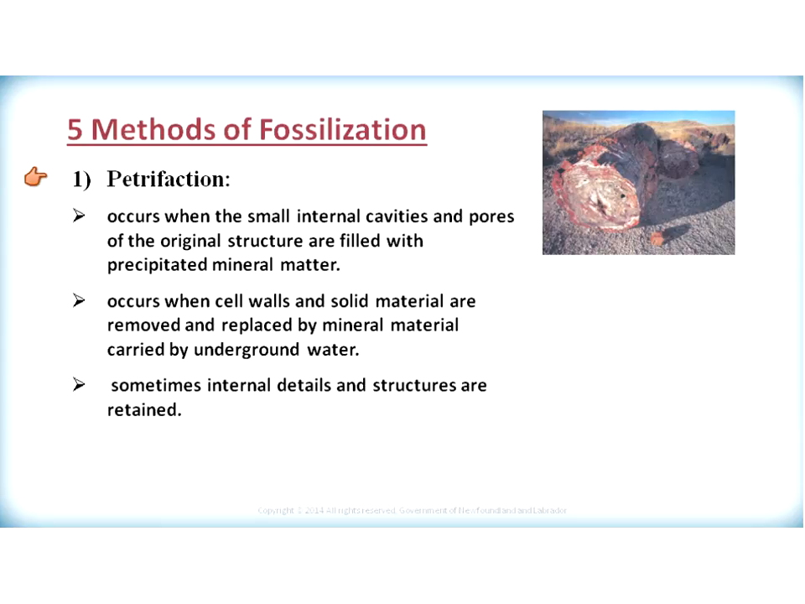The first method of fossilization is petrifaction. Petrifaction occurs when the small internal cavities and pores of the original structure are filled with precipitated matter. This can occur when cell walls and solid materials are removed and replaced by mineral matter carried by underground water. Sometimes internal details and structures are retained. And this is the only method of fossilization where internal details are retained. Any other type of fossilization does not retain internal details. They only retain surface structures.